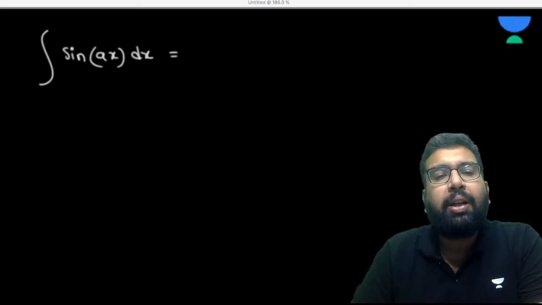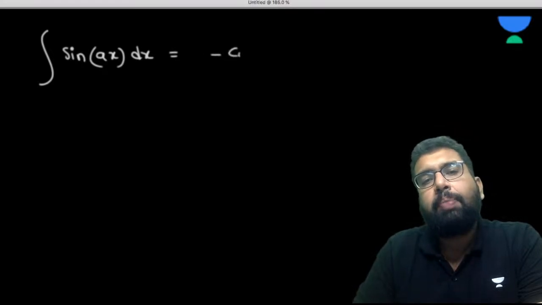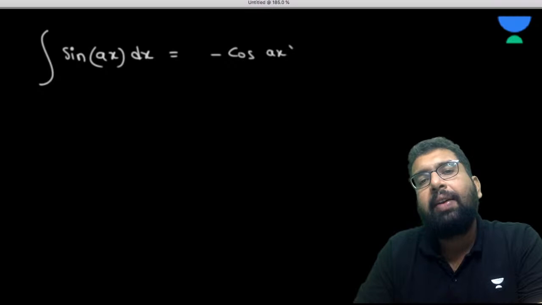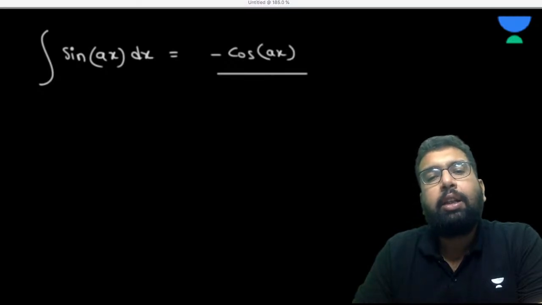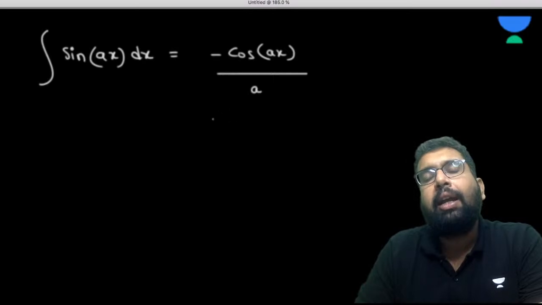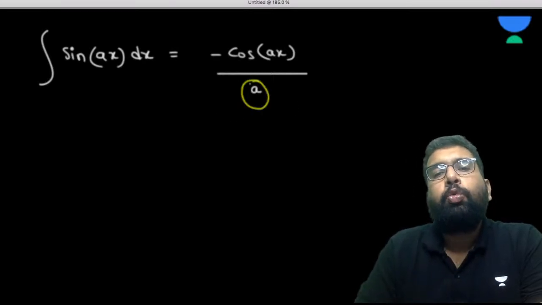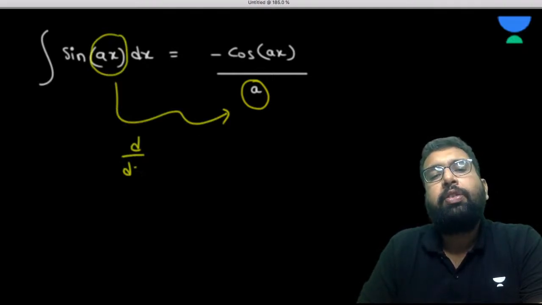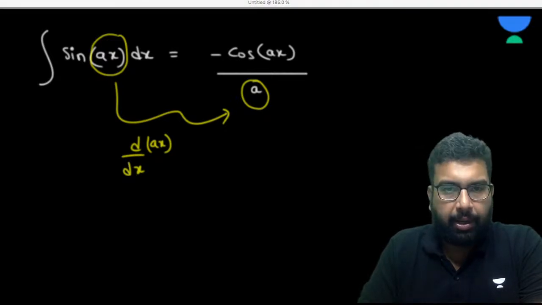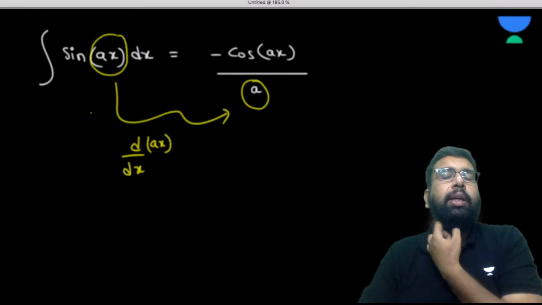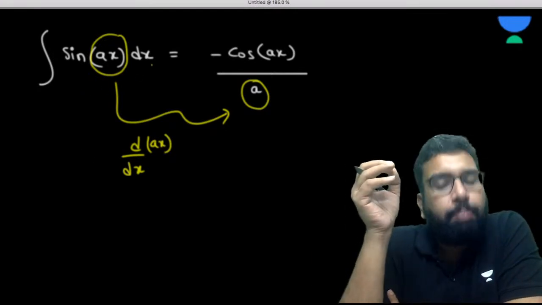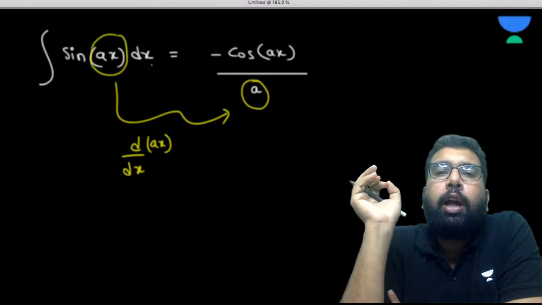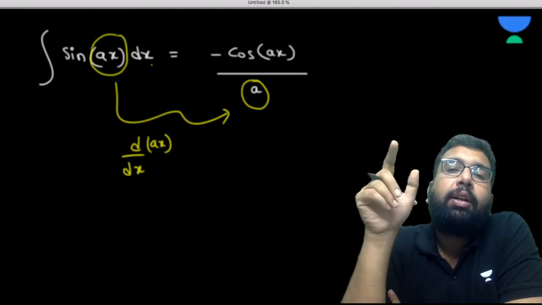See how I am going to do this. What is the integration of sine x? It is minus cos x, but here it is ax, so it will become minus cos ax. Now in the denominator you are going to write a. From where did this a come? When you are integrating this, you differentiate the inner expression, and whatever you get, write it in the denominator of your result. Understood? So integration of sine ax dx will become minus cos ax upon the differentiation of ax in the denominator.